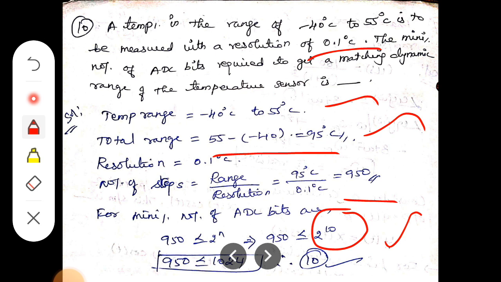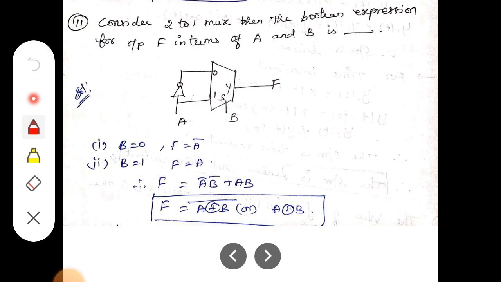We move to the second problem. Consider a 2:1 mux. What is the Boolean expression for the output F in terms of A and B? So consider this mux. For this configuration, what is the output F? We consider two cases: first B equal to 0, second B equal to 1.